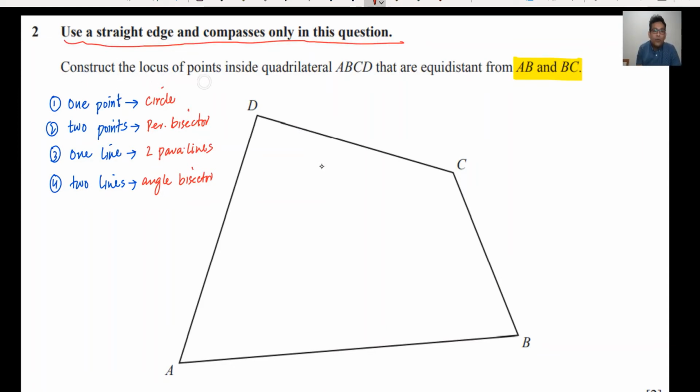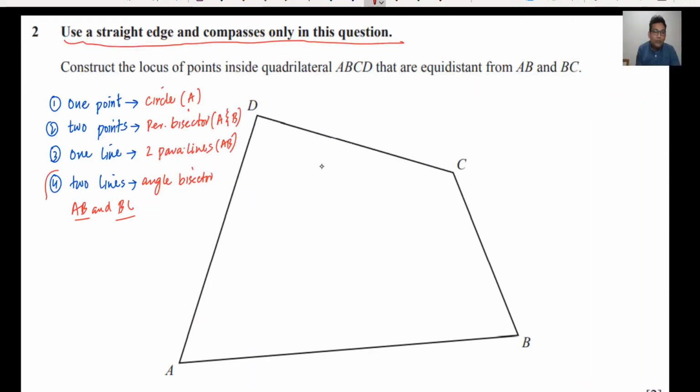So construct the locus of the point inside the quadrilateral ABCD, okay, where the points are equidistant from AB and BC. What is AB? A point means you can have only A. 2 points means A and B, not AB. This is wrong. A and B should be clear. One line means it can be AB only, and 2 lines mean it can be AB and BC. So now AB, BC, you can just observe here. This is AB and BC.